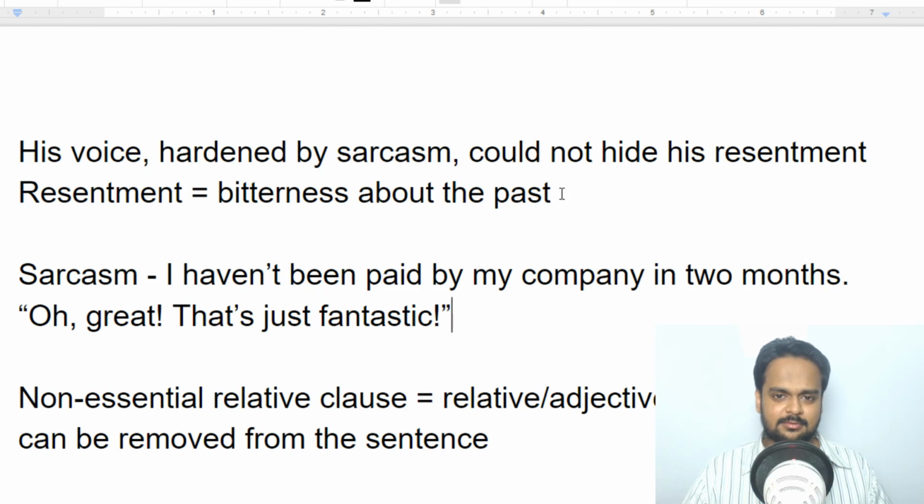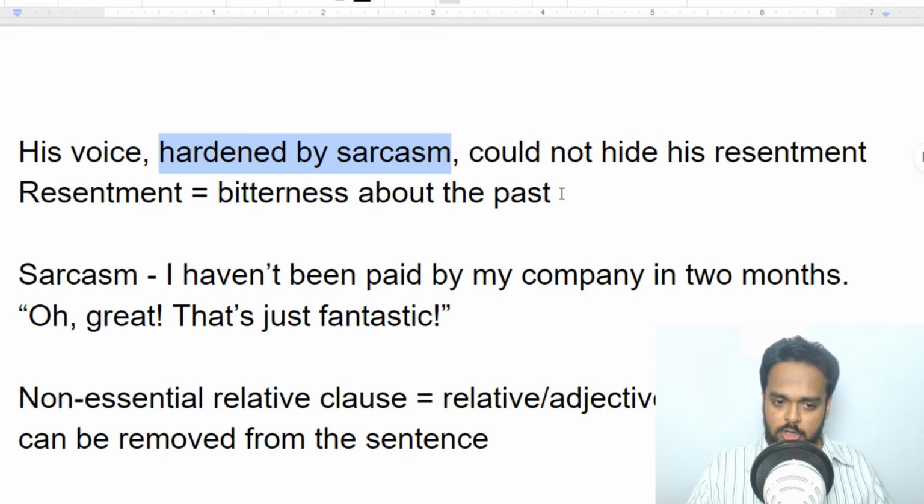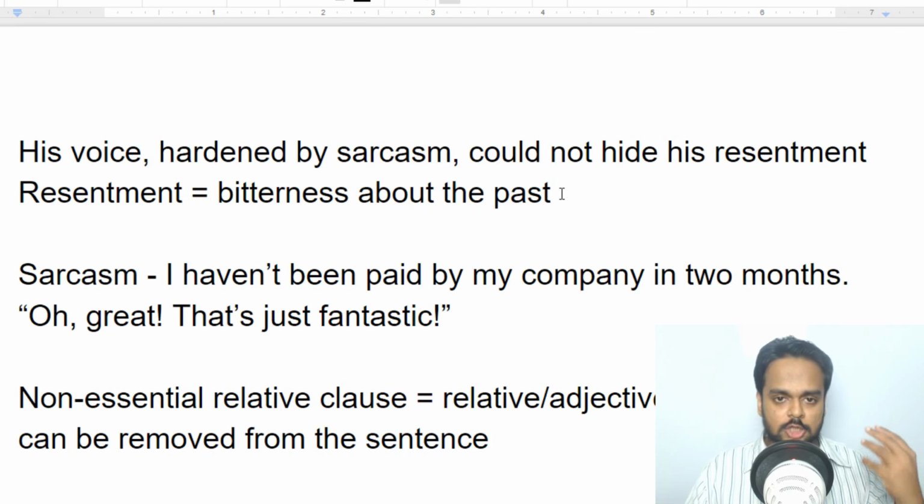Am I actually happy? Now, one of my colleagues comes and says, hey, they still haven't paid us and we don't know when they're going to pay us. And I say, oh great, that's just fantastic. This is sarcasm because I actually don't mean it's fantastic. I mean the opposite, that it's terrible. So that's what sarcasm is. So his voice, hardened by sarcasm, made harsh by sarcasm, could not hide his resentment, could not hide his bitterness. That's what the sentence means. Hopefully that makes sense.